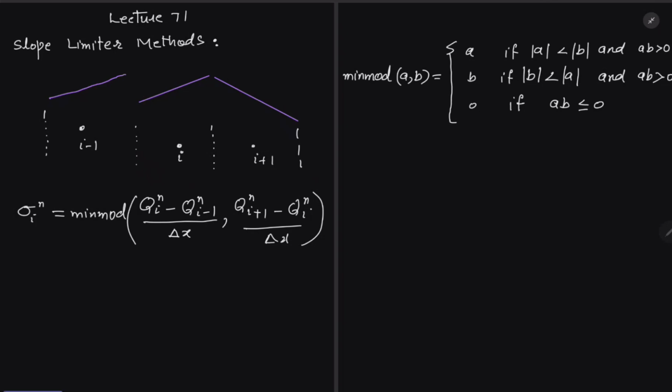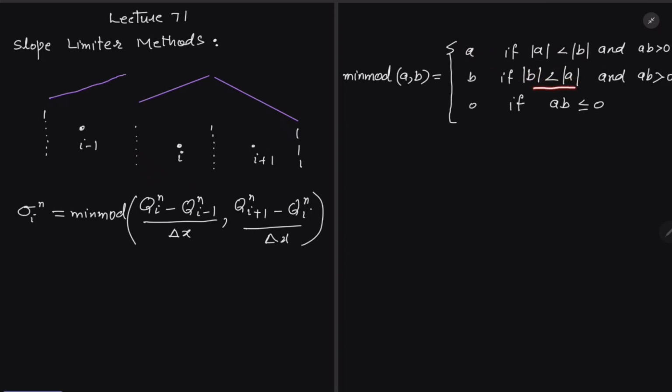So when it measures the slope, then we take a minimum value, and the minimum value is defined by this formula. Here we have, for example, when |a| is less than |b| and ab is greater than 0, then it gives a. So it gives you the smaller slope.